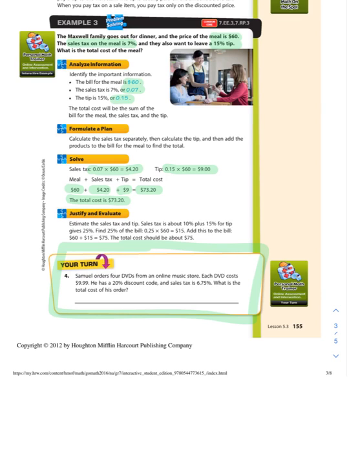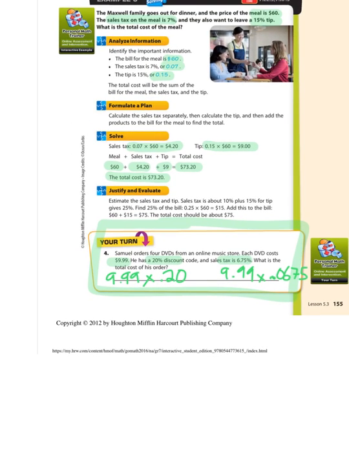First, let's identify the important information. His total is $9.99. He has a 20% discount and the tax is 6.75%. So we're going to convert both the discount percent and the sales tax percent to a decimal. And then we're going to calculate them separately. So I have $9.99 times 0.20 for the discount, and then I have $9.99 times 0.0675 for the tax. Make sure you have that 0 in front of the 6. To convert to a decimal, we divide by 100.